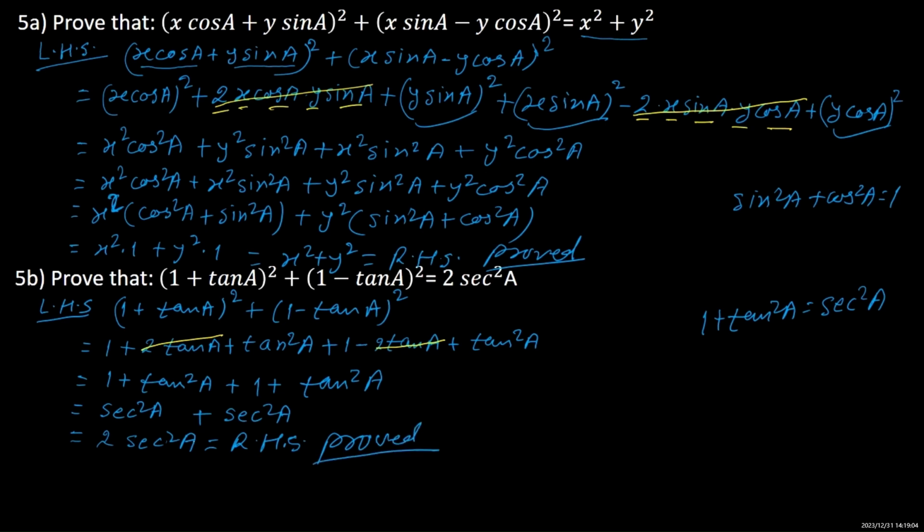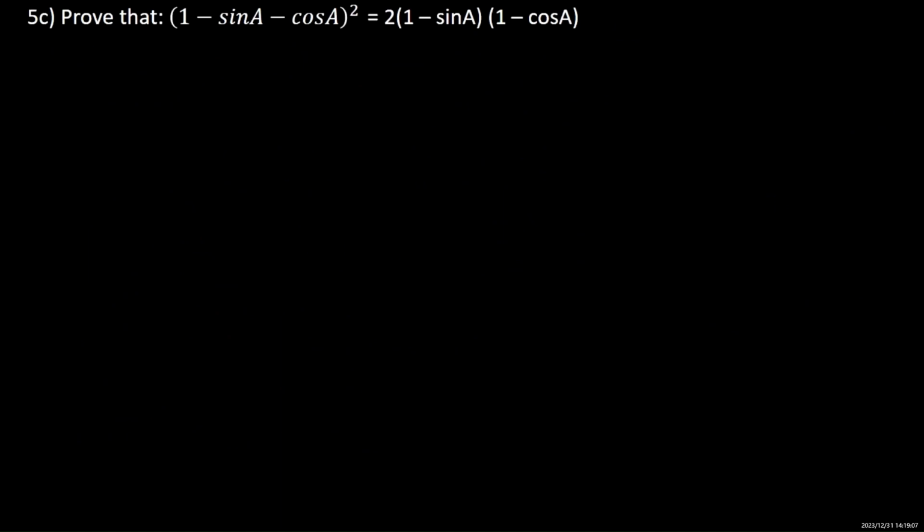Okay, next, C number. There is 1 minus sin A minus cos A whole square equal to 2 into 1 minus sin A into 1 minus cos A. Before starting this, let's discuss some formulas.